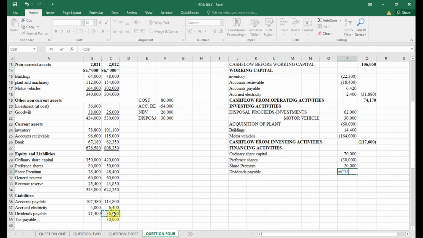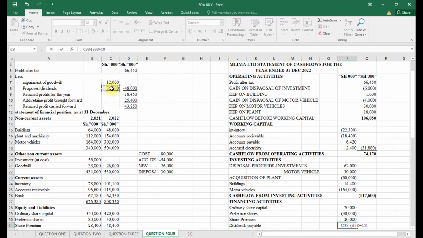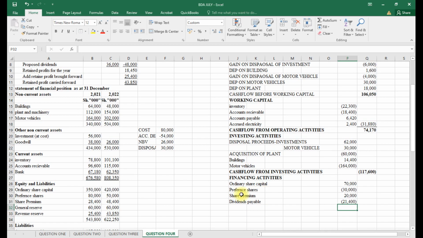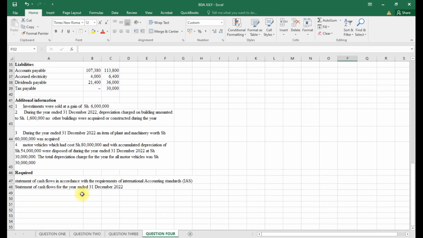We take this minus, can use bracket, this plus what was proposed of this. So the dividend payable, which was a negative. I think that's all that we had under our adjustments.